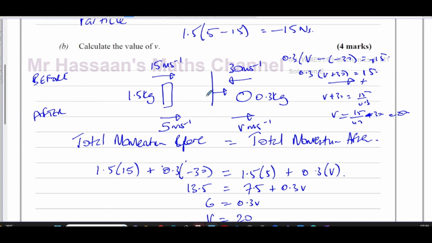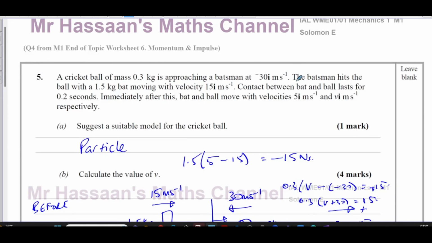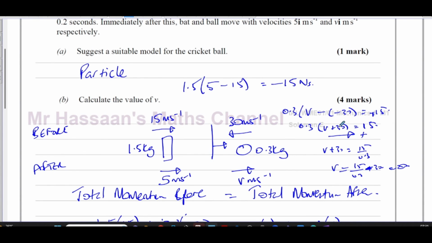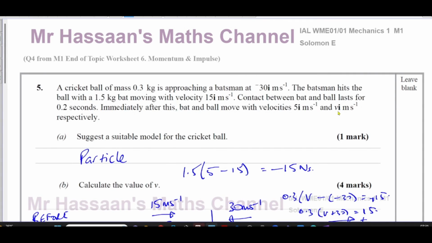So I could work out what the impulse is acting on the ball by finding the impulse given to the bat, which is in this direction, minus 15 Newton seconds. Therefore, that in this direction is going to be positive 15 Newton seconds. And so we can say that the change in momentum times the mass is equal to positive 15. And that helps us to find what V is. So we could have done this in an alternative way using the impulse as well. Both of those are perfectly fine ways of doing this. Sometimes you're forced to use this method, so you should understand how to use this method also. Okay, that's why I'm explaining it to you. So that's question number 4 from the end of topic worksheet.